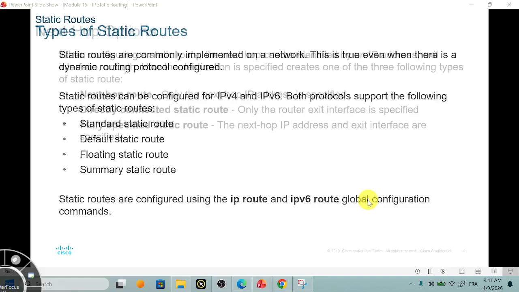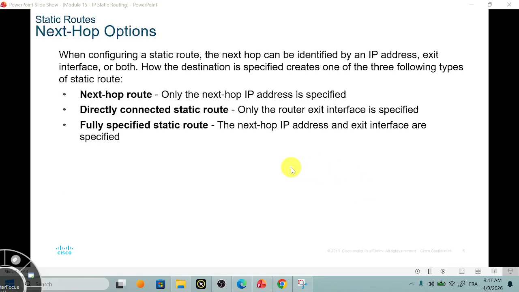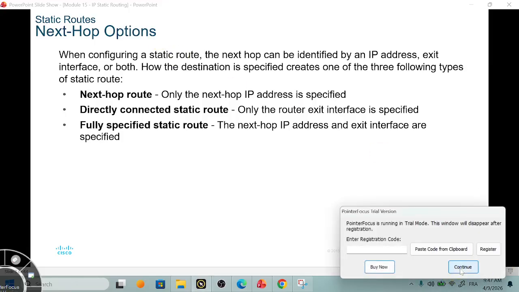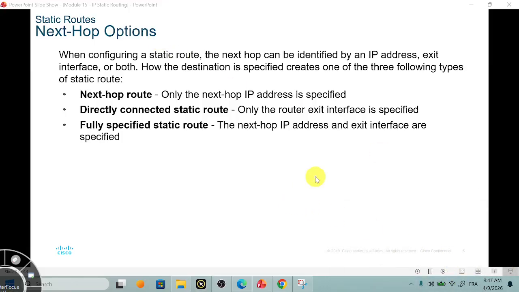Next hop options: static routes and next hop options. Next hop means that if we have a router and we want to forward some packet from our router to the next router immediately connected, it will be the next hop. The first connecting router to the interface is called the next hop.